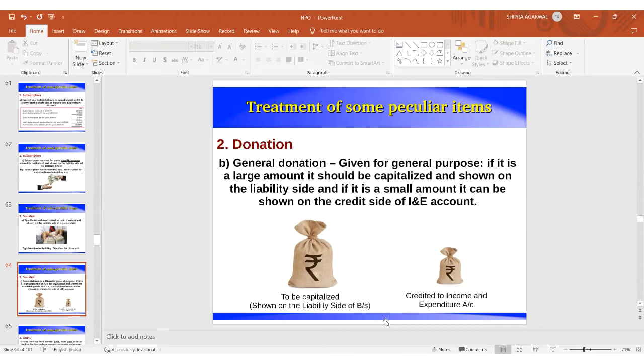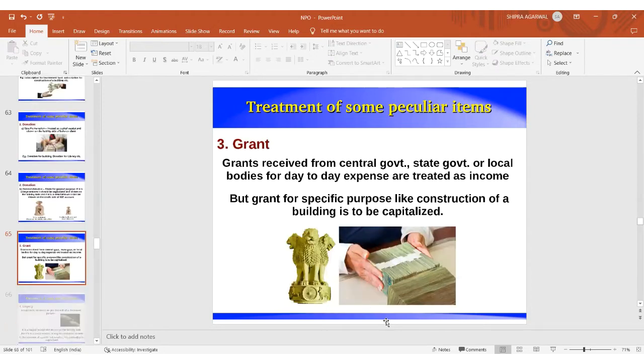But the question arises, what do we mean by this large amount? A huge amount and a small amount. That varies from organization to organization, and you have to set your own limits. For a small organization, even 1 lakh rupee can be a big amount. But for big organizations, that 1 lakh could be a very small amount. So depending upon the overall transactions and the overall level of activities, a huge amount and a small amount is to be decided.